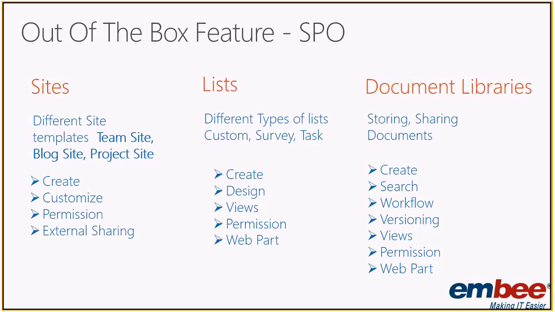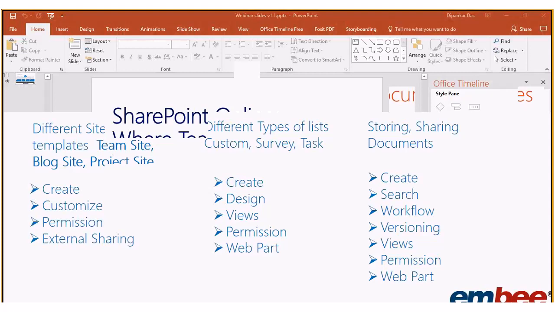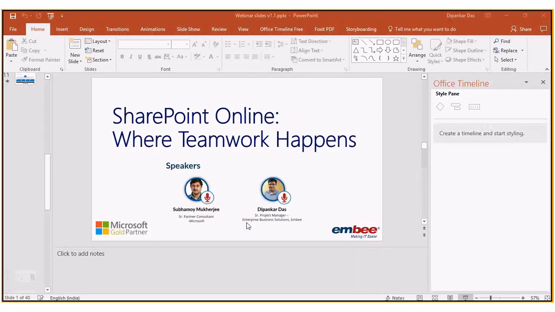Now, what is a list? A list is just capturing data from various sources. If you want to store data in tabular format, just like our traditional database, you can store data in a list, and you can provide permissions based on the list. Just a minute, let me share my desktop and I'll show you how quickly you can create sites, subsites, and everything.